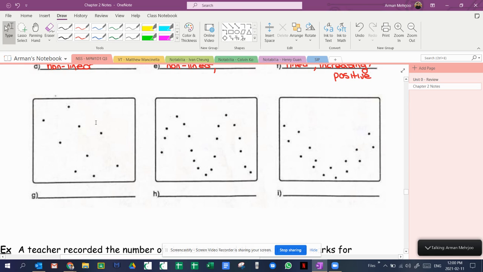And just a few more here. This one down here looks like I can draw a curve of best fit. The data goes down and then it kind of curves like that. So this would be nonlinear.